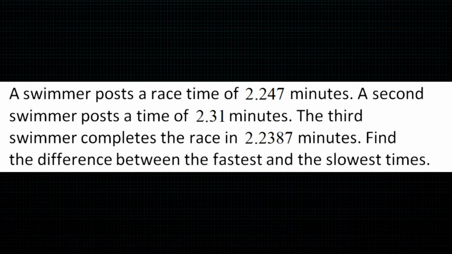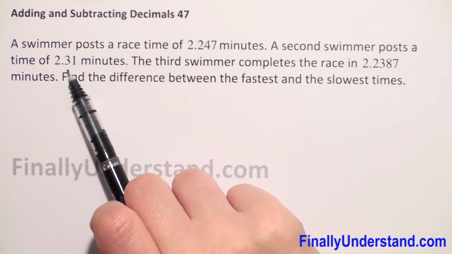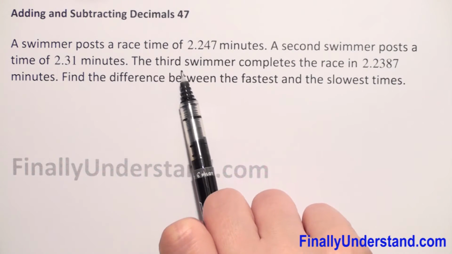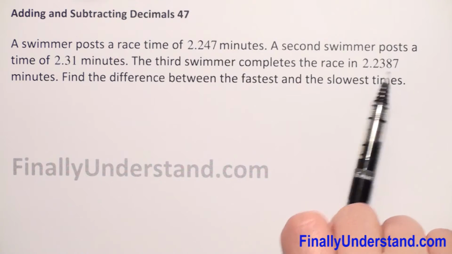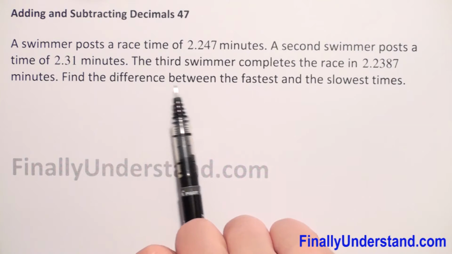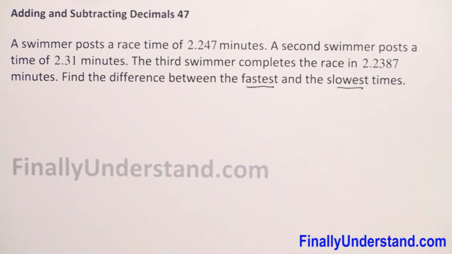A swimmer posts a race time of 2.247 minutes. The second swimmer posts a time of 2.31 minutes. The third swimmer completes the race in 2.2387 minutes. Find the difference between the fastest and the slowest times.